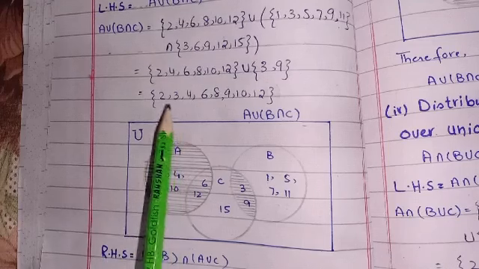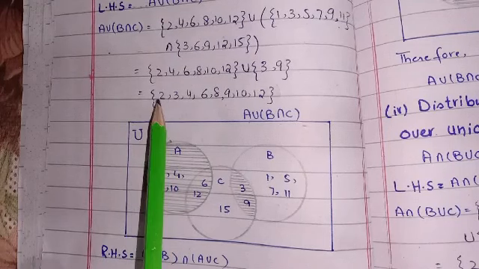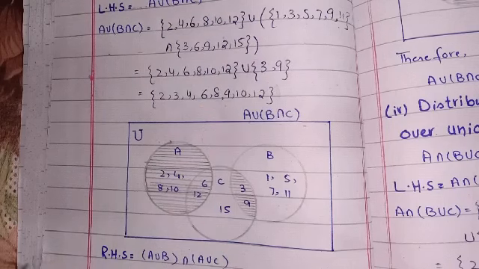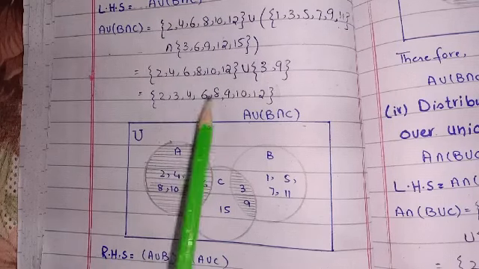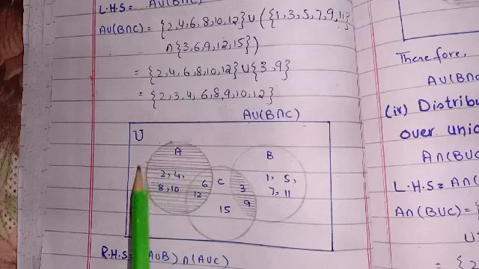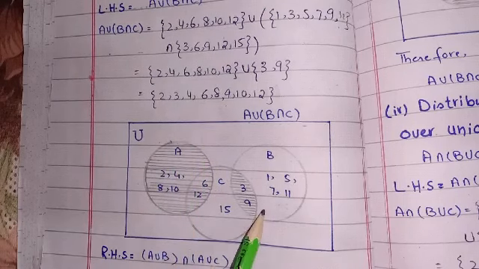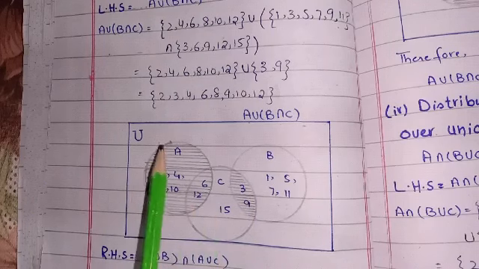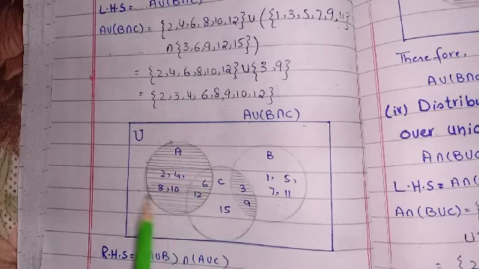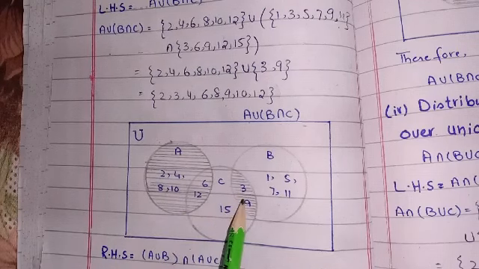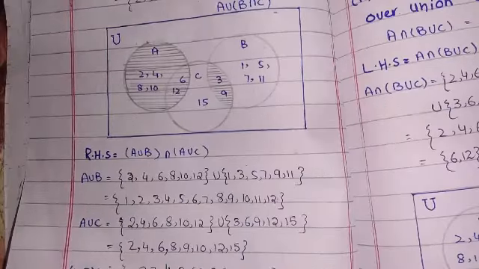Now students, in our answer set we have elements 2, 3, 4, 6, 8, 9, 10, 12. As you noticed, these are all the elements which are in set A, and the two elements 3 and 9 which are here in the common area of B and C. So we will shade complete A including the common area of AC, and shade the common area of BC.